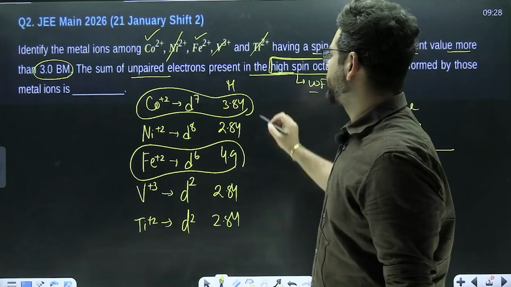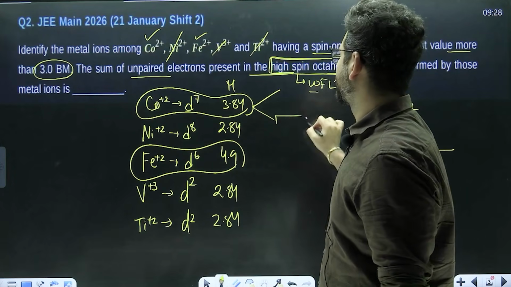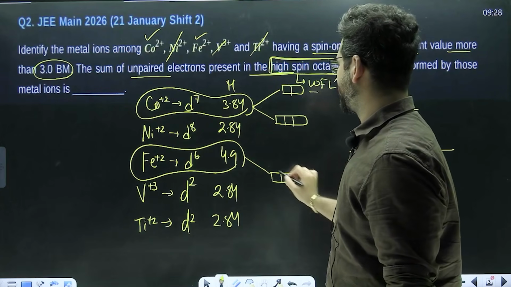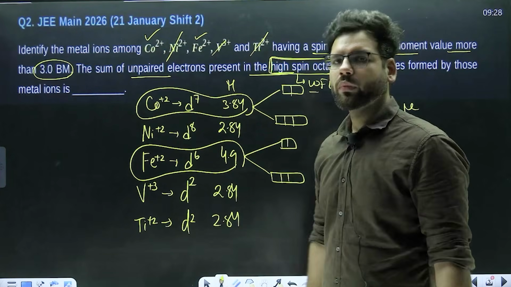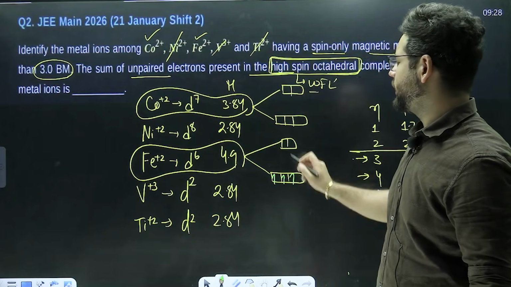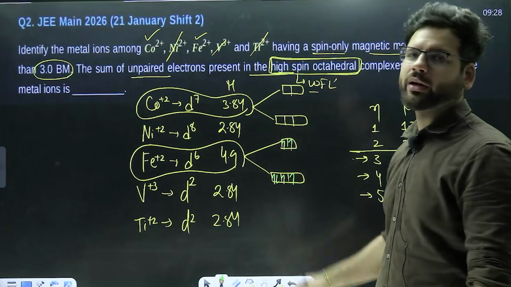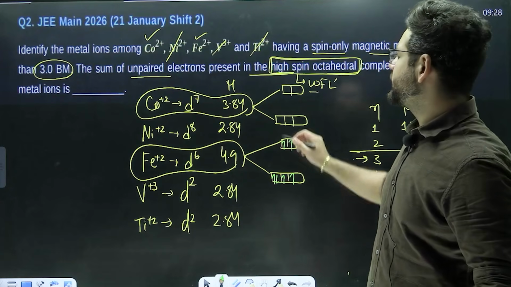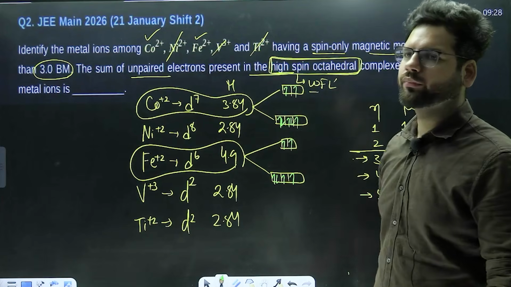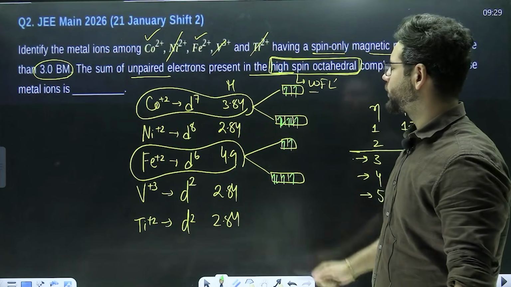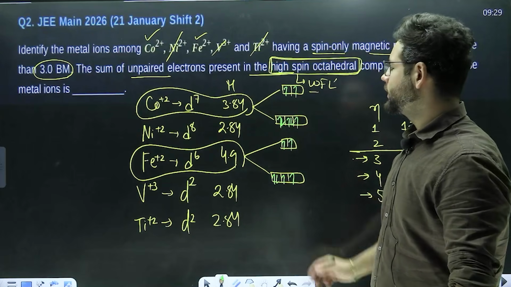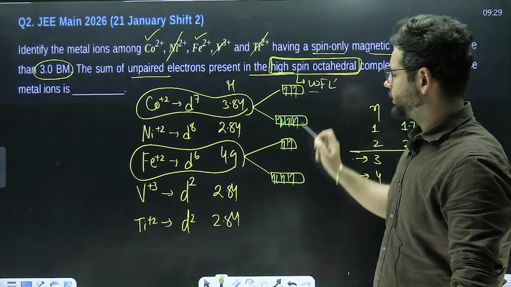Now we will draw their octahedral complexes with high spin. Octahedral complexes with high spin means no forceful pairing will happen. Correct. So keeping a D6, 1, 2, 3, 4, 5, 6, 4 unpaired electron. And keeping a D7, 1, 2, 3, 4, 5, 6, 7. So here we have 4 unpaired electron. Here you have 3 unpaired electron. So total unpaired electron become 7 unpaired electron. 3 are here, 4 are here.